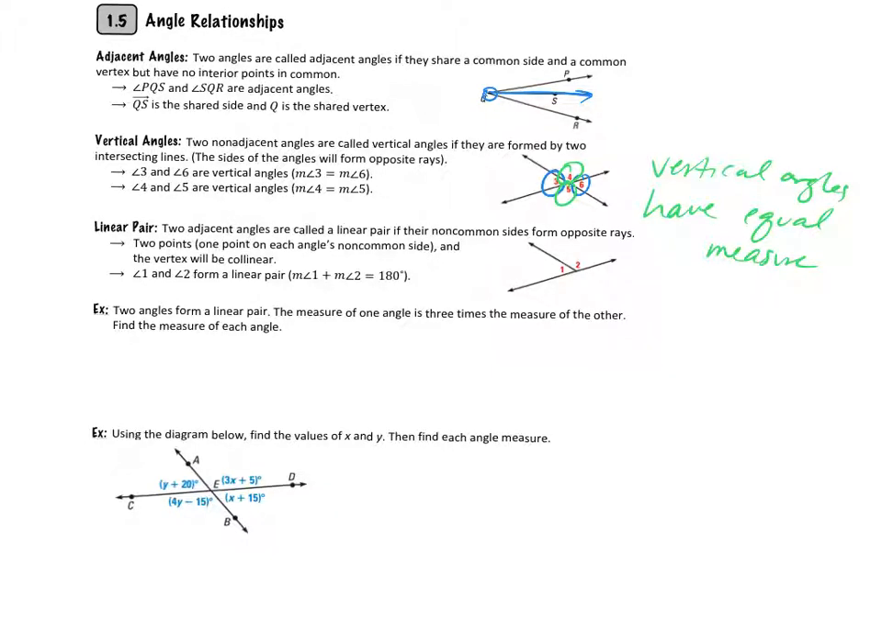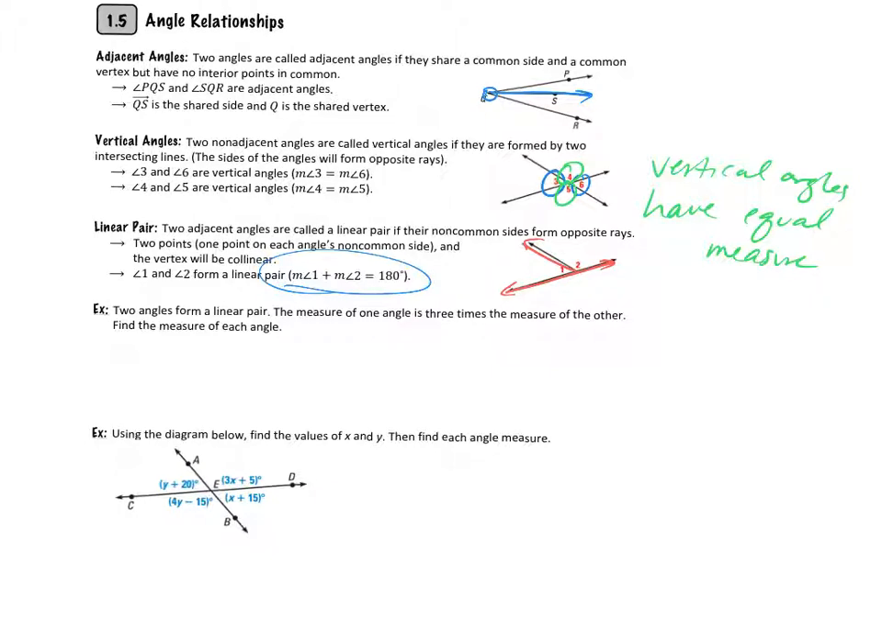A linear pair is formed by two adjacent angles as long as their non-common sides form opposite rays. What that means is if I have a single line and a ray coming off of it, then as long as there are only two angles, those are a linear pair. Because they form a straight angle, the measure of angle 1 and the measure of angle 2 equals 180 degrees. We're going to use this fact to solve a problem.